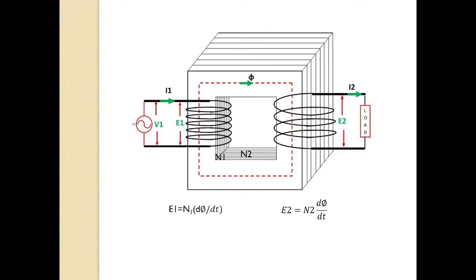So E1 is the induced voltage in the primary winding, which is proportional to N1, the number of turns. Similarly, E2 is the induced voltage in the secondary winding, which will be proportional to the number of turns in the secondary winding. The induced voltage will be proportional to their respective turns. So if E1 is induced in N1, E1 will be proportional to N1. E2 is induced in the secondary winding, so E2 will be proportional to N2.